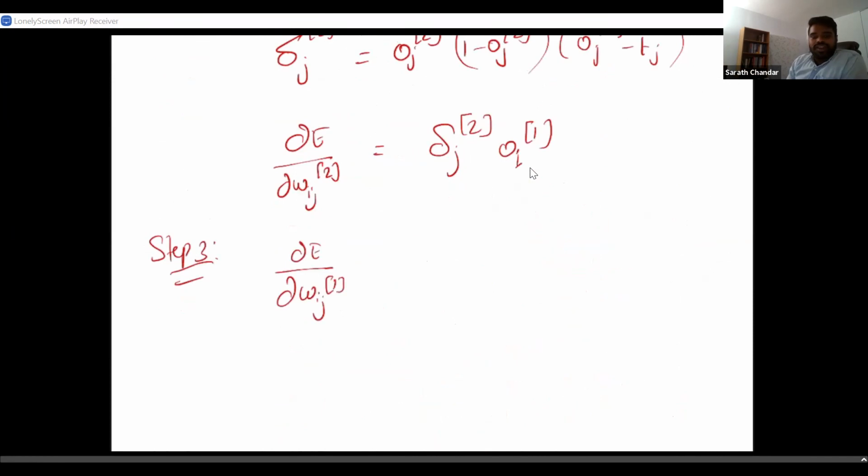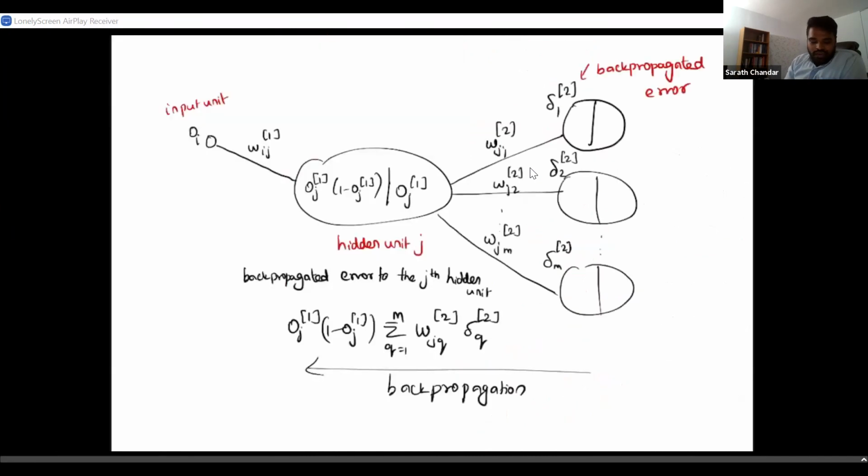So what is the gradient with respect to Wij of 1? To do that, we are going to consider this hidden unit J, and this OI is the input unit, so input to hidden unit. Then from this hidden unit, you have a bunch of output units, right? So now these are connections to the output units. These output units actually get these backpropagated errors, del 1, 2, del 2, 2, and so on, right?